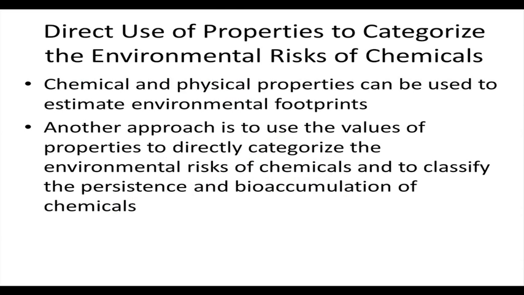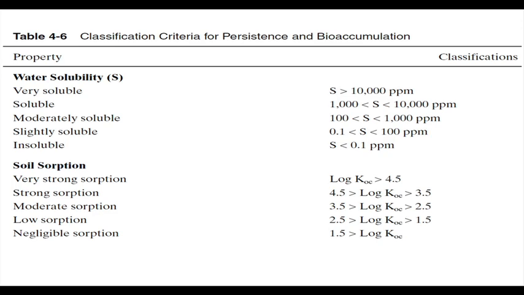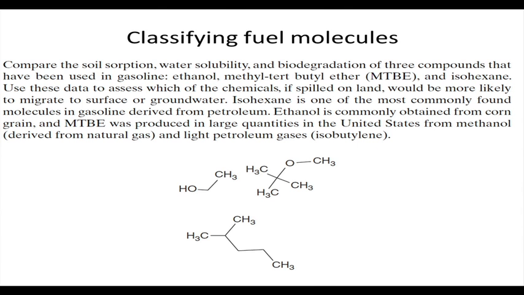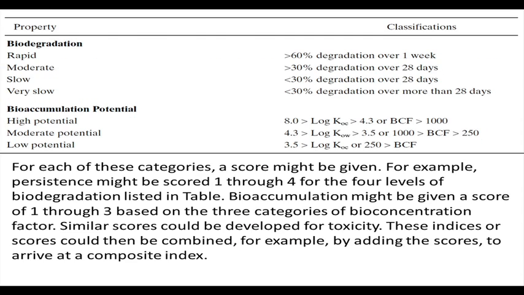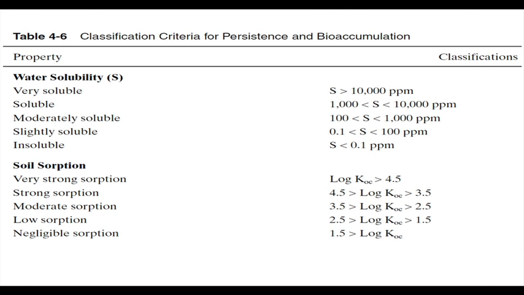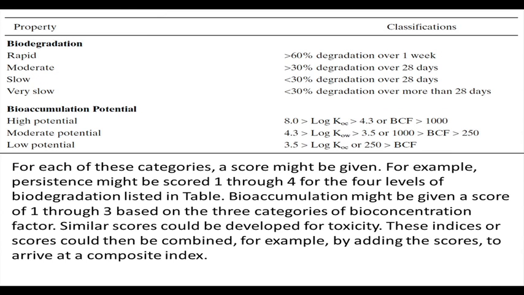So chemical and physical properties are important, which we talked about. Another approach is to use the values of a property directly to characterize the environmental risk, and then we classify it, whether it's persistent, has bioaccumulation potential, and all that. In these next three or four slides, we have some information available in terms of what the water solubility is, what the soil sorption is, what is a strong sorption, what is moderate sorption, and all that, biodegradation rates, bioaccumulation potential. So different numbers are given, and based on that we can choose which one does better than the other.